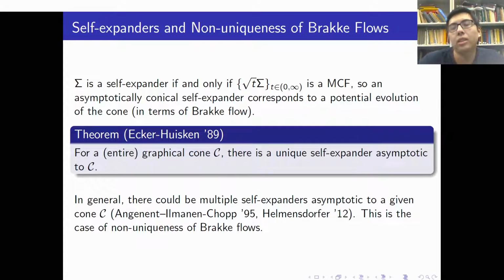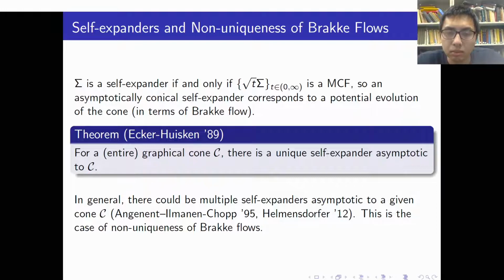There's not too much to say about that. But in general, there could be multiple distinct smooth self-expanders asymptotic to a given cone. That was first demonstrated numerically by Angenent, Ilmanen, and Chopp, and later shown more rigorously using ODE analysis by Helmensdorfer and Stauffer, and that exactly corresponds to the non-uniqueness that we mentioned earlier.